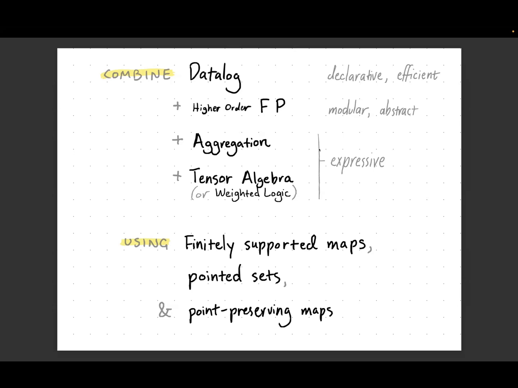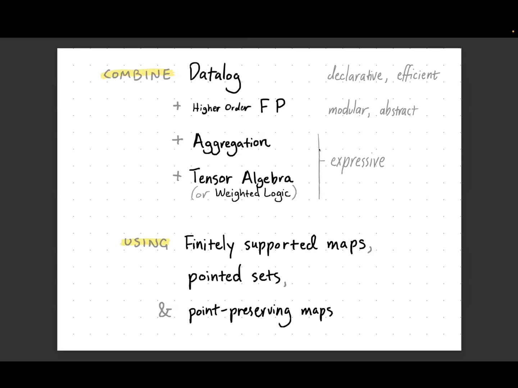It takes information from databases. We can execute queries using database joins. So it's nice and efficient, but also quite declarative. I'd like to combine it with higher order functional programming because otherwise it's a very first order language. It's kind of awkward to do modular or abstract programming in. And I'd like to add aggregation to it, which is a thing that everybody needs, but isn't in Datalog for some reason.